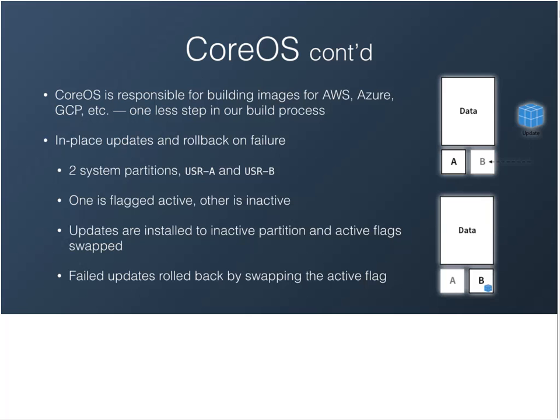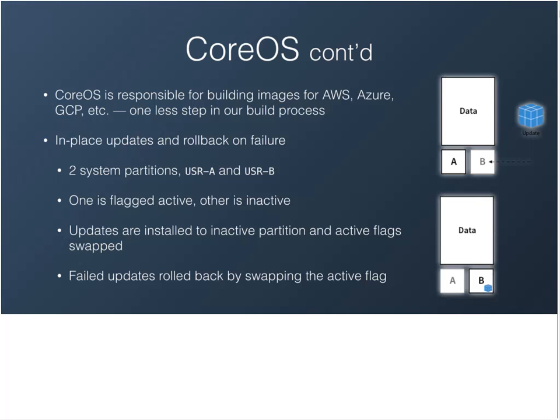But if something goes wrong in that update process, you can roll back the update by just swapping those active flags back around, and you're back to the state you were on. All your data itself is stored on a separate partition, so that data includes things like configuration, your Docker containers, images, all that sort of stuff.